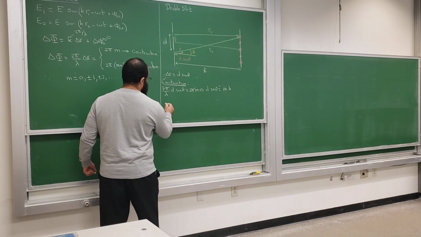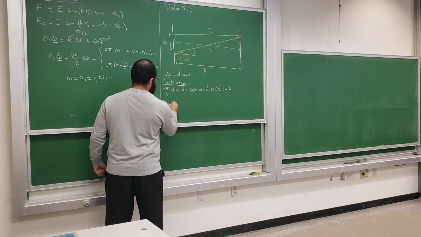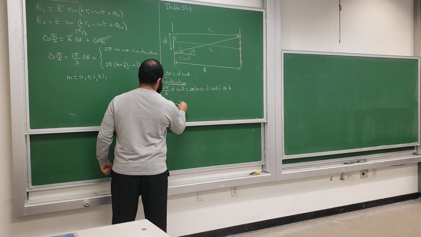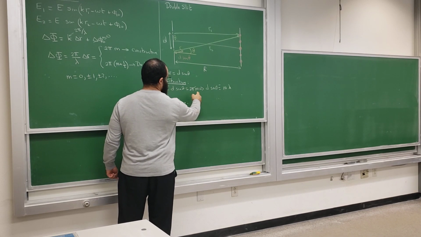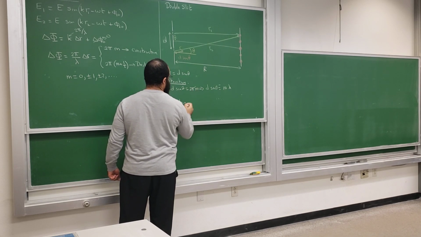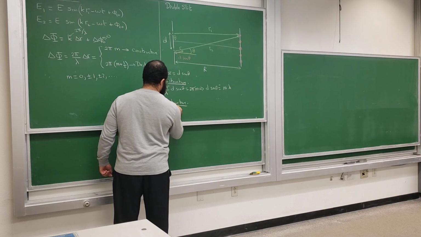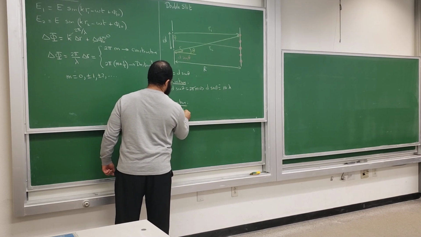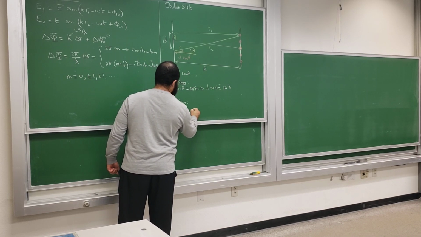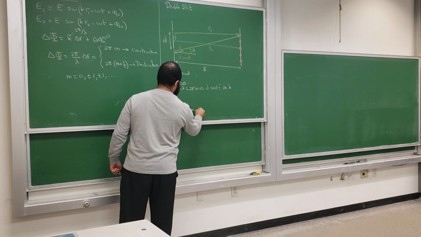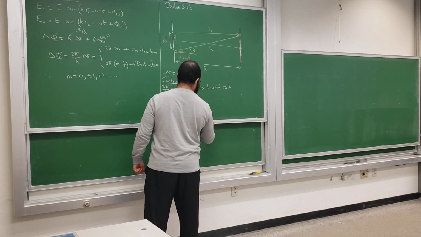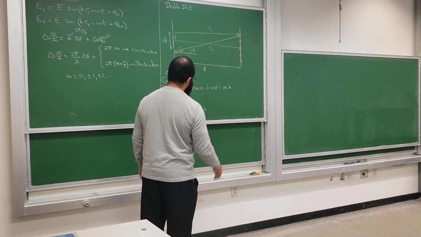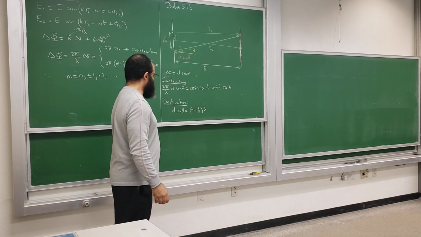For destructive, we will just plug in the same thing, except here you have 2 pi times m plus a half. Then in that case, you will have d sine theta equal to m plus a half times lambda. So an extra half wavelength, always.